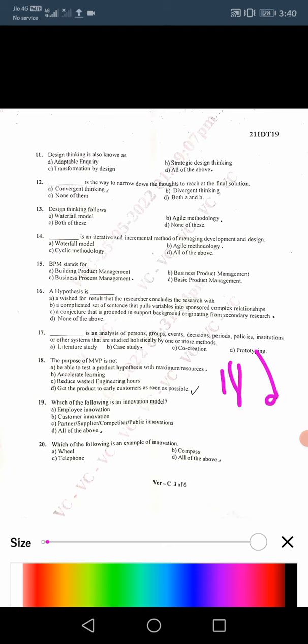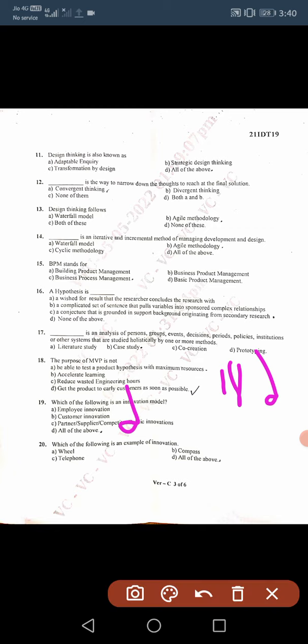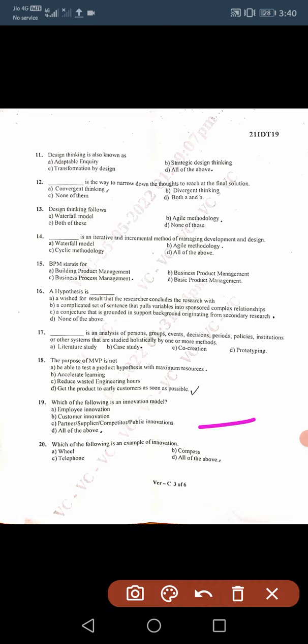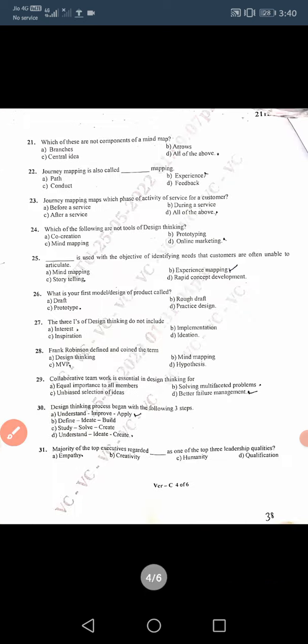19, which of the following is an innovation model? Employee, customer, partner, all the above. So it is D. For 19, D. 20th, which of the following is an example of innovation? Wheel, compass, telephone, all the above. Obviously it is all the above. So go for the 21st.